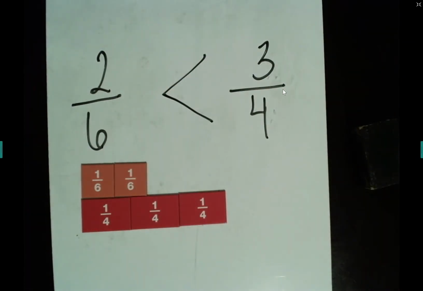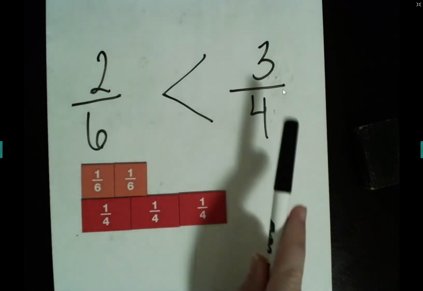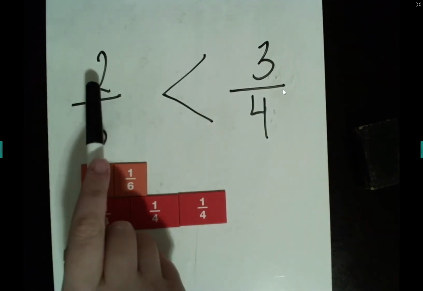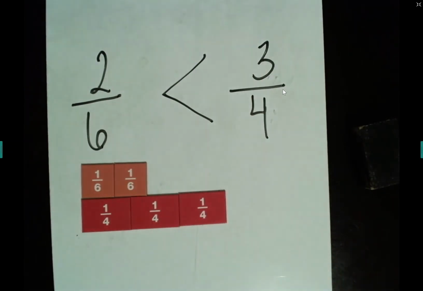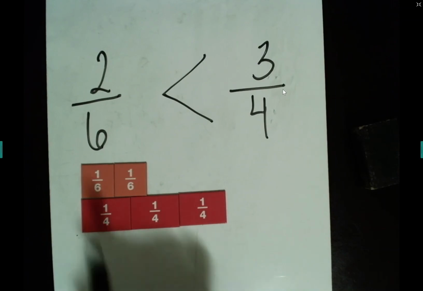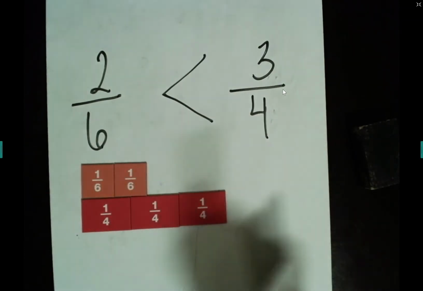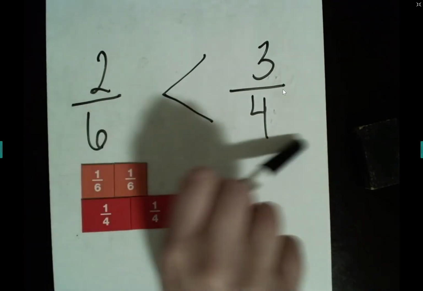If I were reading this, though, I read from left to right. So you should be saying 2/6 is less than 3/4. You read in math just like you would read a book. 2/6 is less than 3/4. We don't go this way. We're going this way.